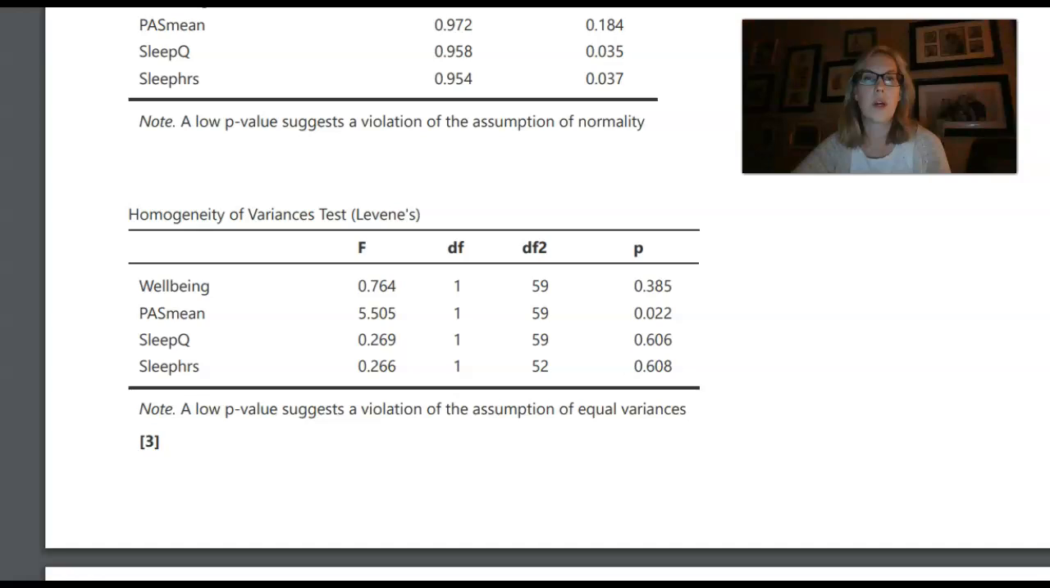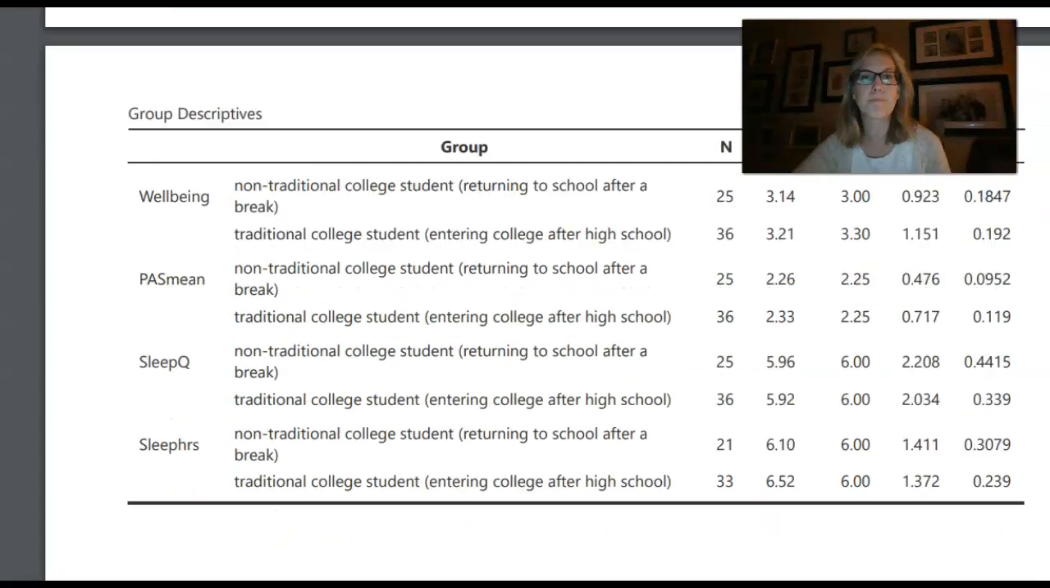And then for homogeneity of variance, we do have an issue with the perceived anxiety scale. That means when you look at the variation for traditional students and the variation for non-traditional students, they're two different. So again, that is not good for running an independent t-test, but that's what we've learned in this class. So you just would report that violation.